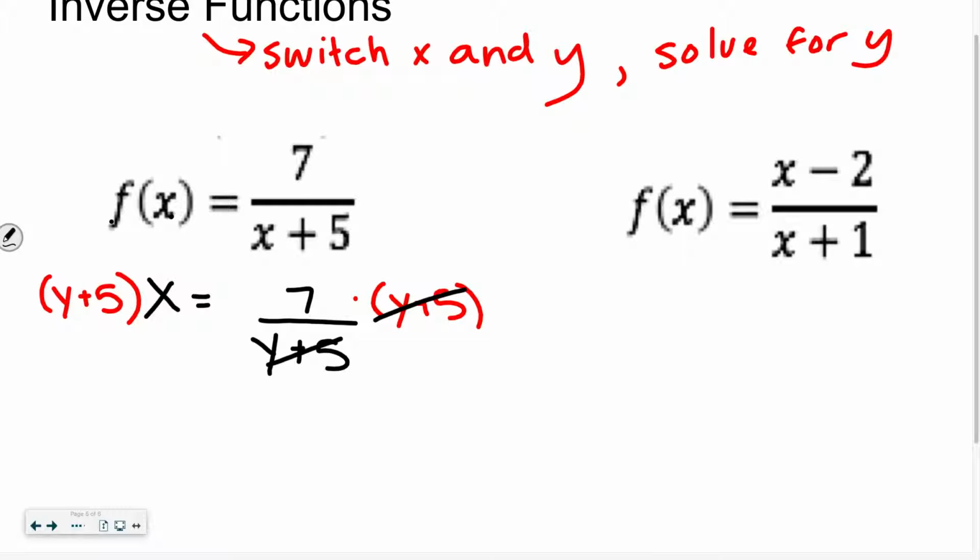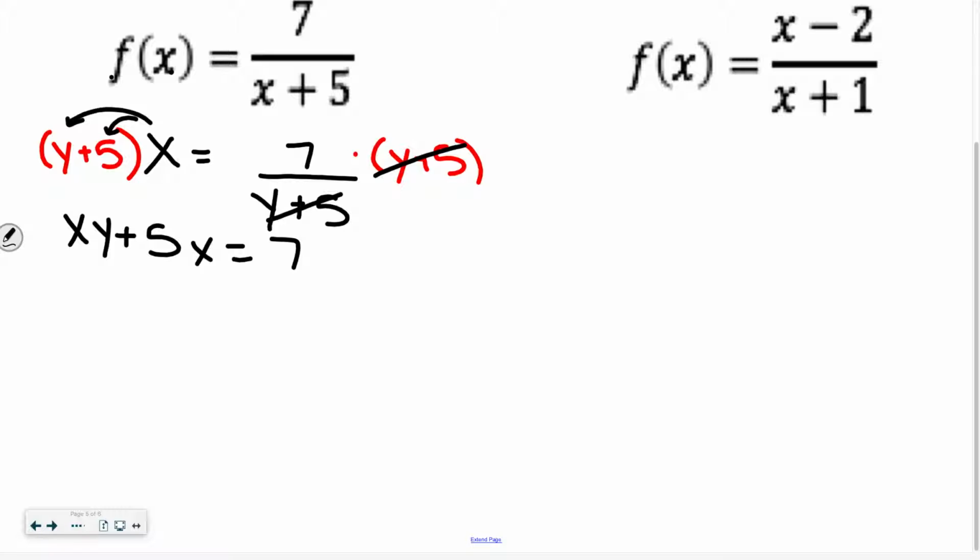On this side, I'm going to distribute my x here. I'll get xy plus 5x equals 7. Can you solve for y? Can you do 7 divided by y? Well, you want to solve for y, you want to get y all by itself. So what are you going to move to the other side? You're going to move the other things. Eventually you'll divide by x. What else do you need to move? You've got to subtract the 5x. Anything that's being added or subtracted to that y needs to be put on the other side right away.